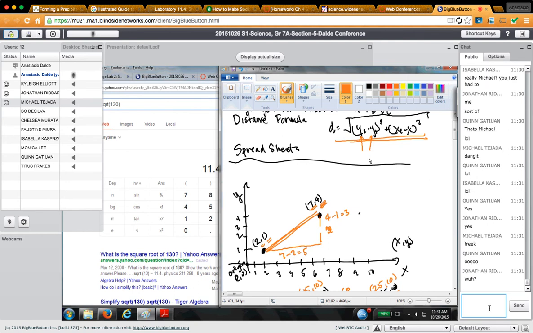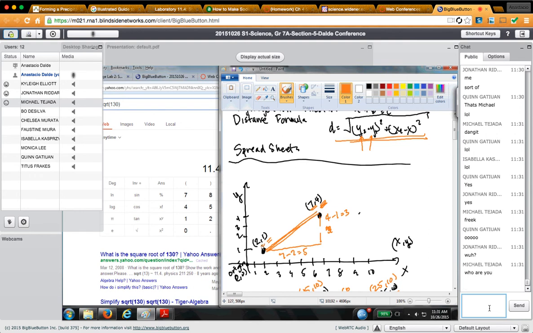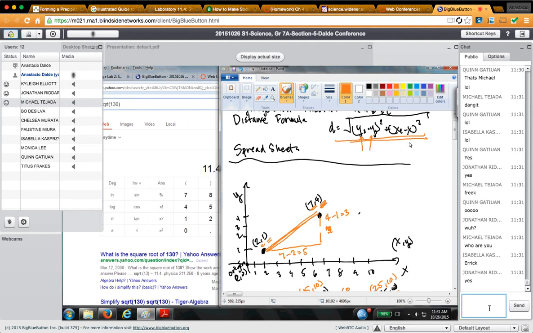Now, to get this 5 over here, you took the second x value, the 7, and you subtracted off the first x value, which was the 2. 7 minus 2 gave me the 5. Does that make sense to you? Yes. And look, that's where the x2 minus x1 came from.